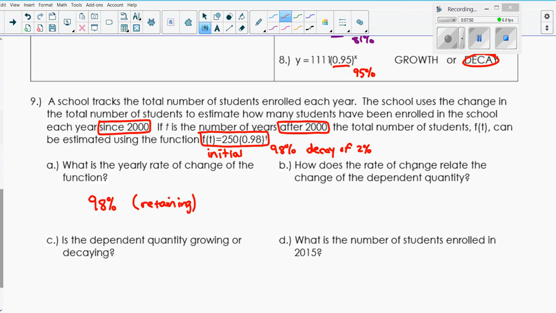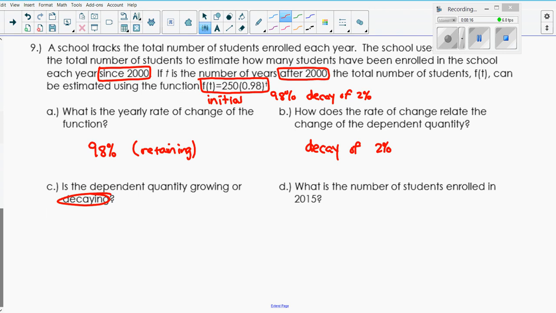So how does the rate of change relate to the change of the dependent quantity? This is where we just want to say decay of 2%. So the function has a rate of 98%, but in terms of what's happening every year, there's a decay or loss of 2% of students. Is the dependent quantity growing or decaying? We just said it was decaying.